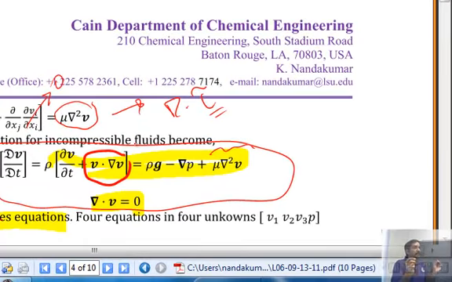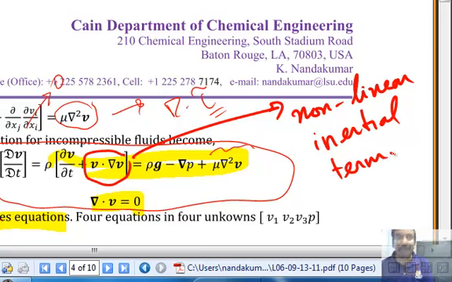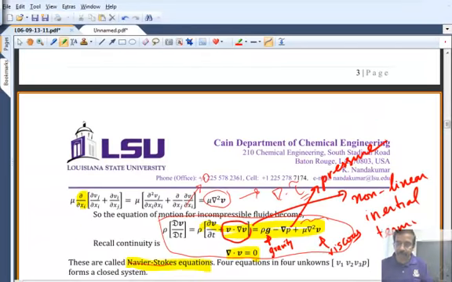V is the unknown, velocity is the unknown, right? So whenever we have V dotted with del V, it's a product of 2 unknowns. So it's a nonlinear term. This term is called a nonlinear inertial term. It captures the inertia in the fluid. Okay? And this would be called the viscous term because it is capturing the viscous effects, viscosity effects. And of course, this is gravity. And that is pressure. Okay, and the first one is the acceleration, temporal acceleration.